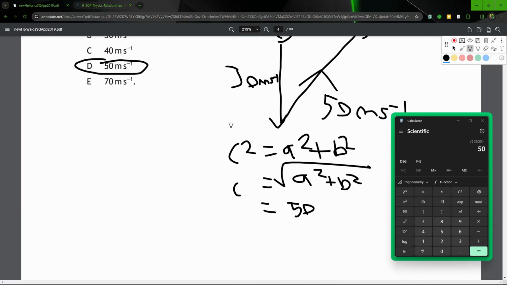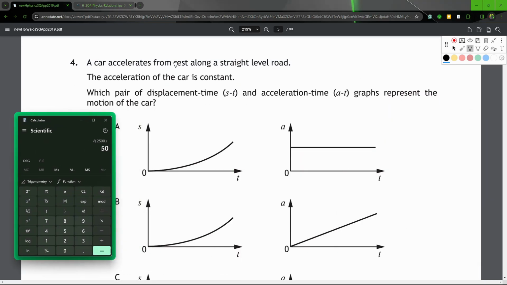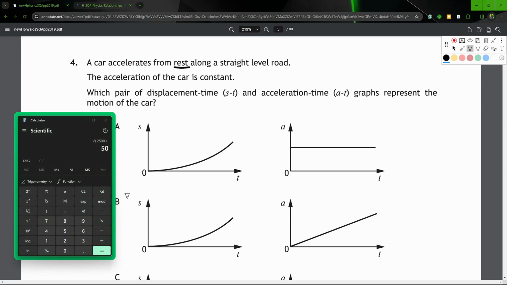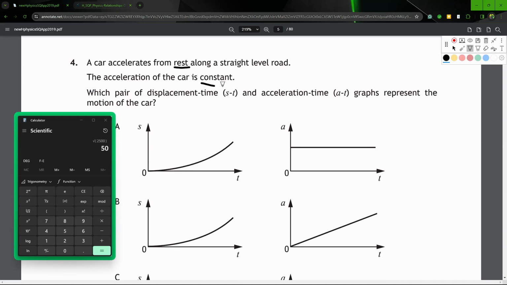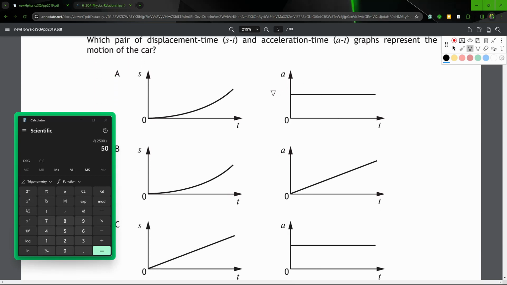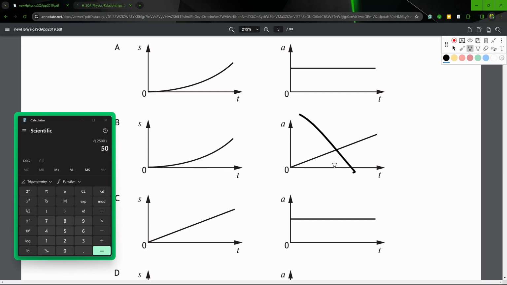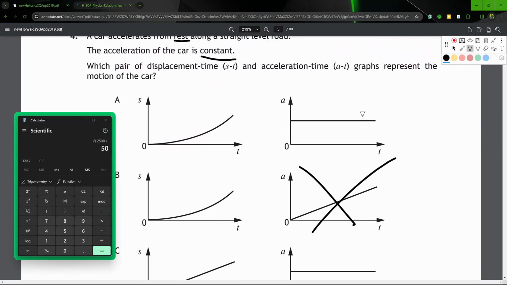Right. Now moving on to 4. A car accelerates from rest, so that means the graph will start at 0, on a straight level road. The acceleration of the car is constant. Which pair of displacement-time and acceleration-time graphs represents the motion of the car? If we start with acceleration is constant, that means this graph here will be a nice straight line because it won't change. It will be one continuous value. So that looks good. That doesn't. That looks good. That looks good. That doesn't. Okay, we've already eliminated 2 answers.